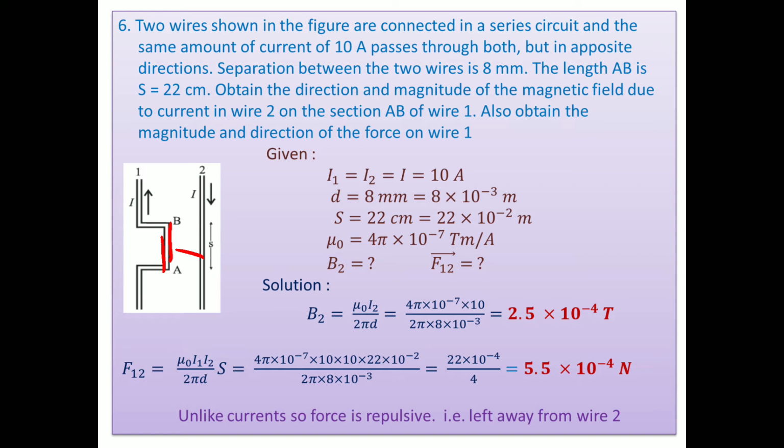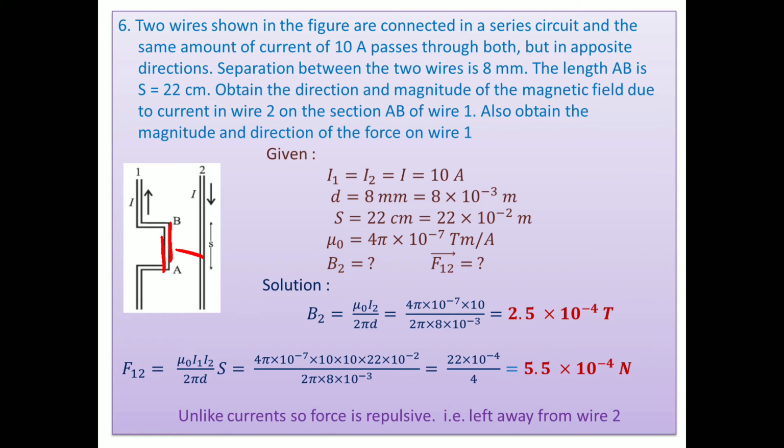Obtain the direction and magnitude of the magnetic field due to current in wire 2 on the section AB. We consider only a section AB of wire 1. Also obtain the magnitude and direction of the force on wire 1. Meaning, we consider not the total wire 1 but a section of wire 1, AB, which is parallel to wire 2.